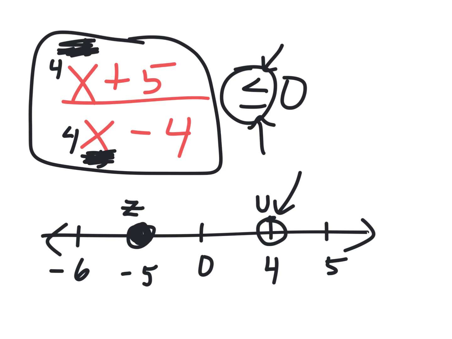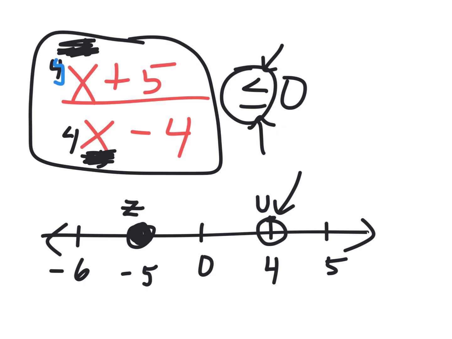Okay, Dice of Destiny. Who should I call upon? Effie. It's you. Can you tell me what number you want to test? 5. Okay, we'll test 5.